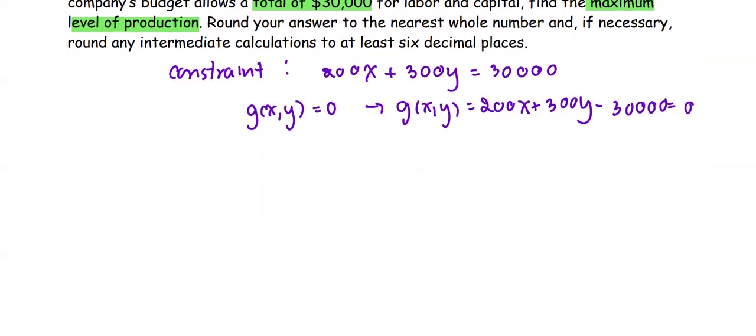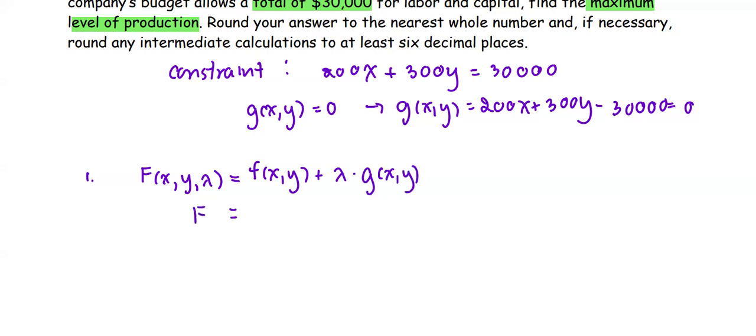To use the Lagrange multipliers, step number 1, we're going to form the Lagrange function, the capital F, which is in terms of x, y, and lambda, where lambda is the Lagrange multiplier. It is the function f(x, y) plus the Lagrange multiplier lambda multiplied by the constraint g(x, y). So the capital F is 70 x to the power 0.2 y to the power 0.8 plus lambda multiplied by 200x plus 300y minus 30,000.